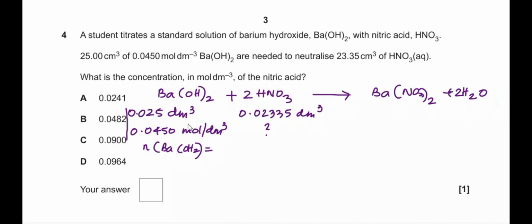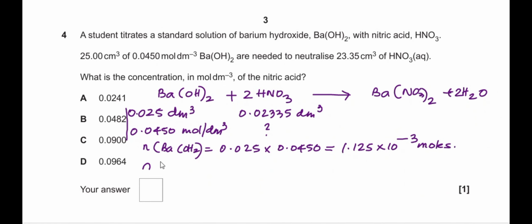is equal to the volume times the concentration, that is 0.025 times 0.0450, and that gives us 1.125 times 10 to the power of minus 3 moles. Okay. Now let's look at the equation once again. 1 mole of barium hydroxide reacts with 2 moles of nitric acid.